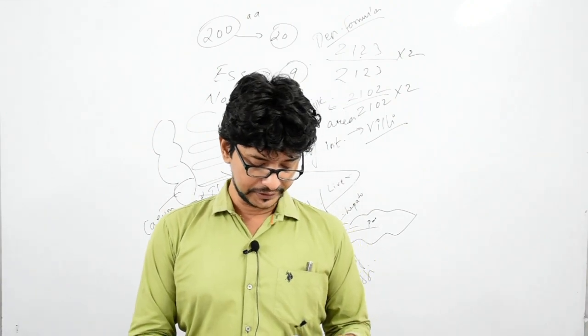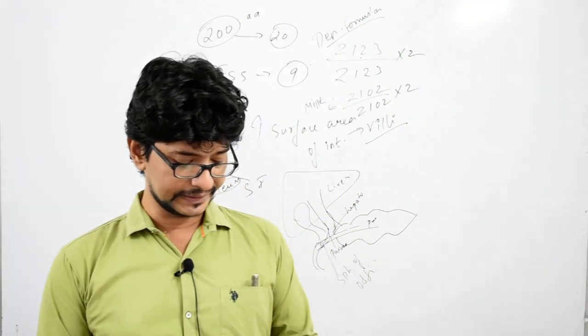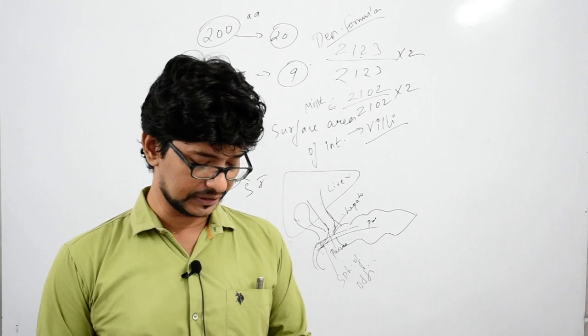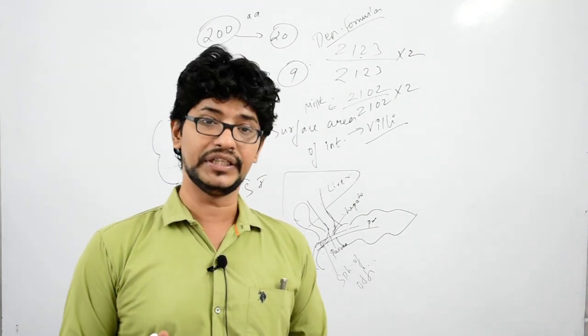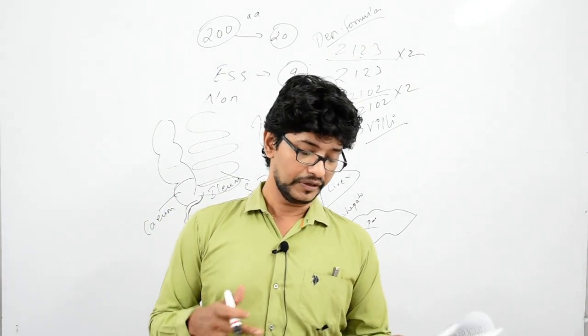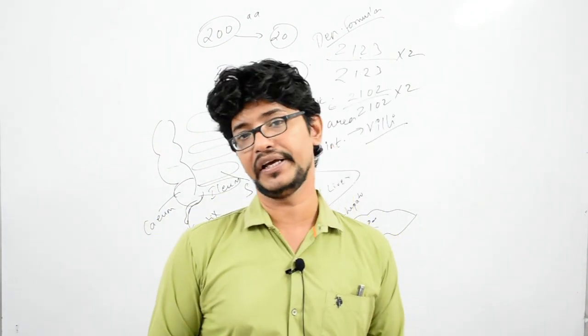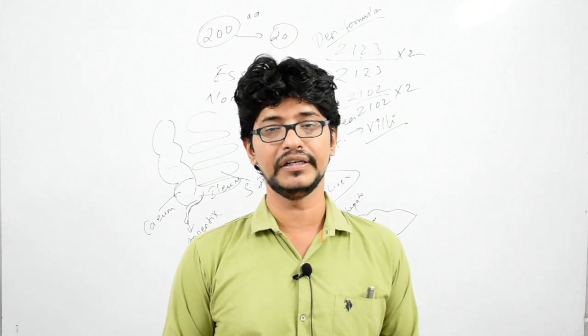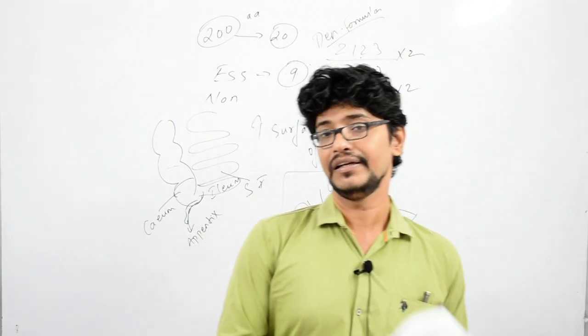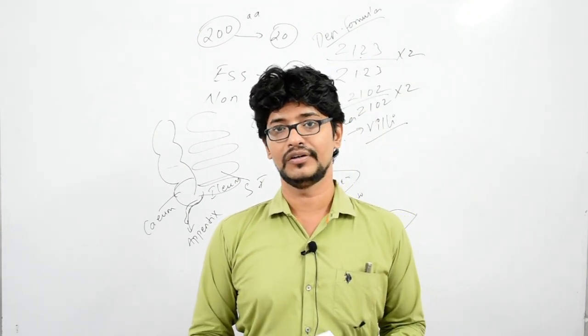Then 162. The process of conversion of excess glucose into glycogen is called glycogenesis. If you take a surplus of carbohydrates beyond the required level, then what happens? The surplus glucose will be converted and stored in the liver and the skeletal muscles by the process called glycogenesis.